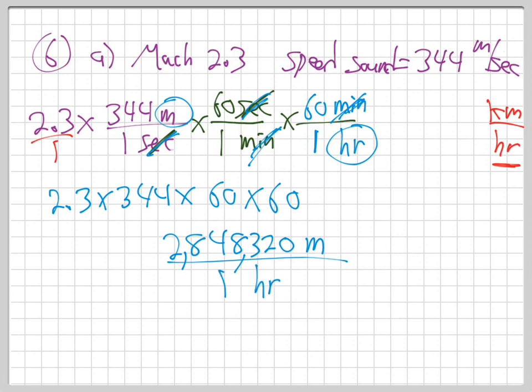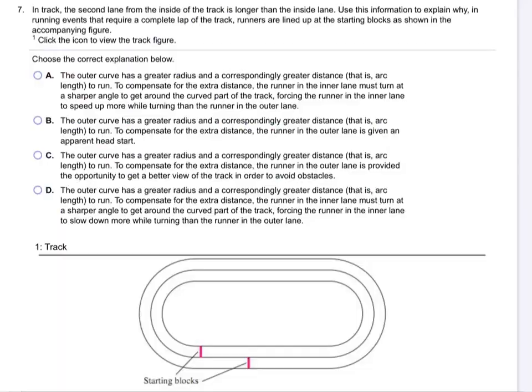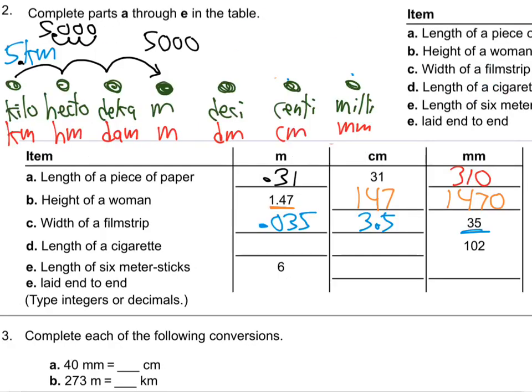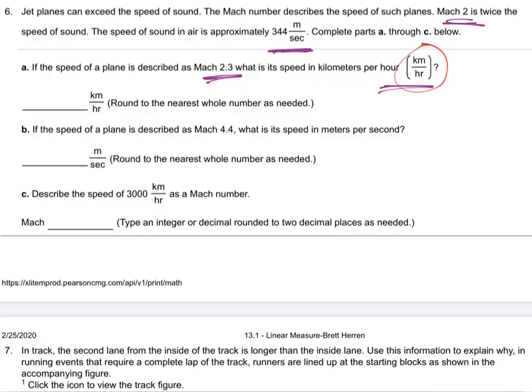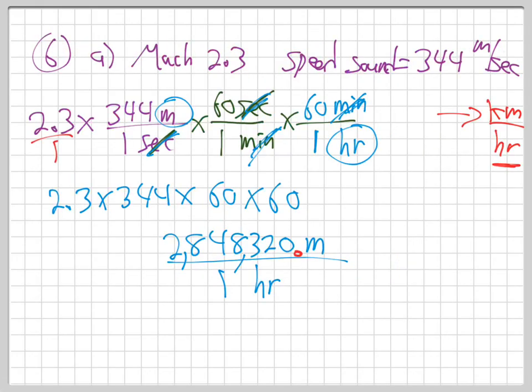And what did they want me to do in the very end? Go to what? Kilometers. Now, how do you change meters? Now it's just moving the decimal, huh? The decimal's right here now. How do you change meters to kilometers? If you go back to our charts, from meters to kilometers goes 1, 2, 3 to the left. So I just go 3 left. Take that decimal. 1, 2, 3 left. So it's 2848.320 kilometers per hour. There it is.